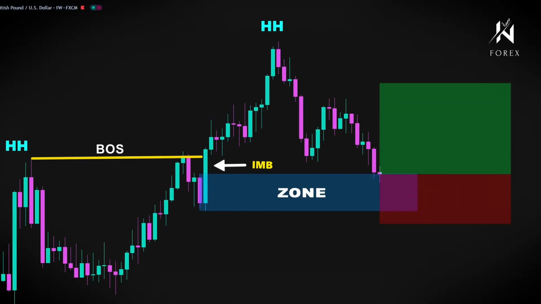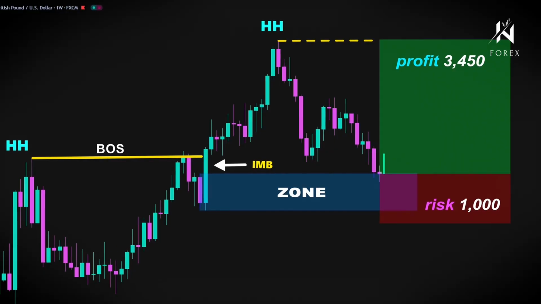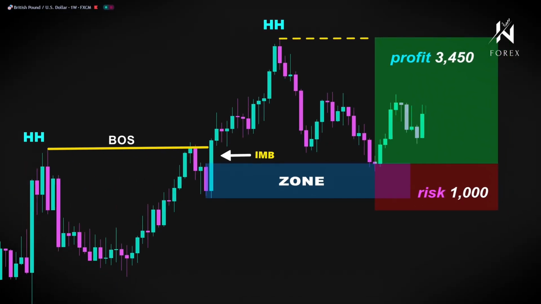And where would we target? Simple, the swing high. Why? Because we're in an uptrend and prices often want to clean out previous highs. This setup gives us a 3.45 R trade. That means risking $1,000 could return $3,450. Now, of course, this is the weekly chart, so yes, it's going to take time to play out. But here's the point. Watch how this exact setup repeats across all time frames.